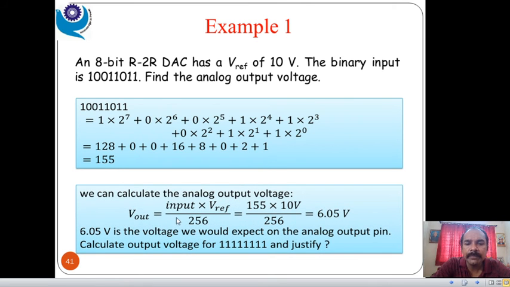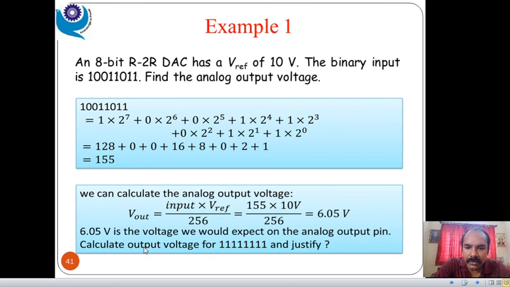V out is equal to input multiplied by reference voltage upon 256. 256, why? Because it is 8-bit. For 8-bit it is 256. For 16-bit it is 65535 in this pattern. So 155 multiplied by 10 volt divided by 256, so we get 6.05 volt. 6.05 is the voltage we would expect on the analog output pins.